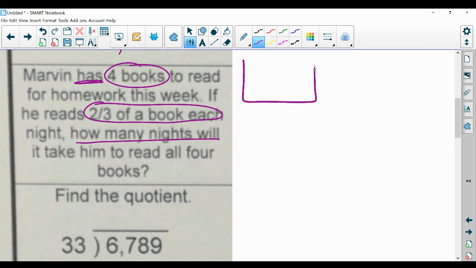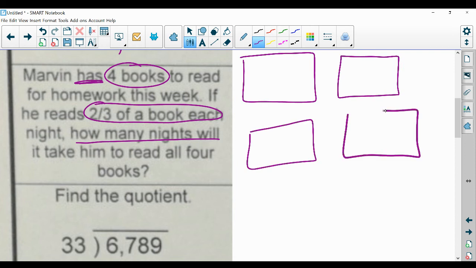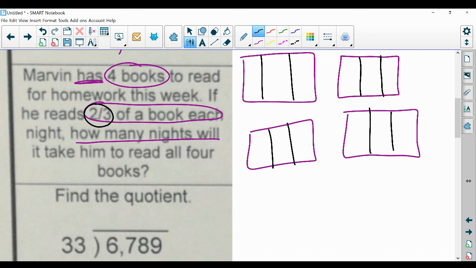So if I have 1 book, 2 books, 3 books, 4 books, and it says he reads 2/3 of a book each night, so he's breaking the books up into thirds. So we could do that. We could break them into thirds. And we know they're thirds because they each have 3 sections.